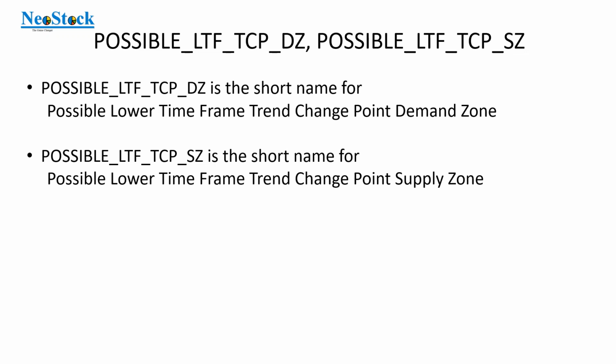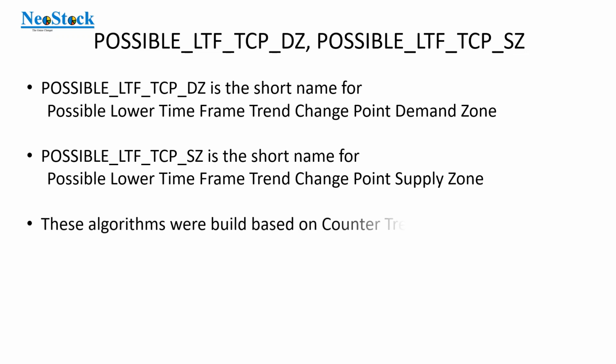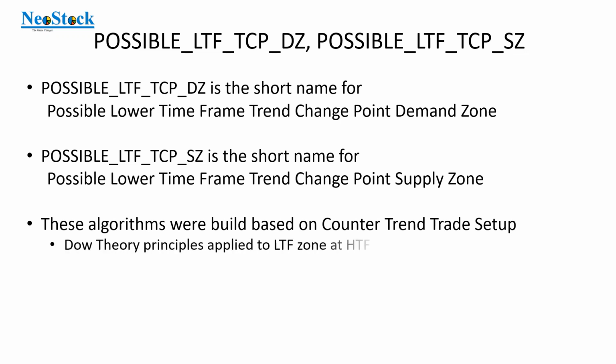So what is this possible lower time frame? These algorithms were built based on the counter trend trade setup. So Dow theory principles are applied to the LTF zone, lower time frame zone, at the HTF zone. Previously you learned in trend change point that Dow theory principles are applied to the ITF zone at the HTF zone. But now we are saying Dow theory principles are applied to the LTF zone at the HTF zone. So why do we need to apply at the LTF zone?